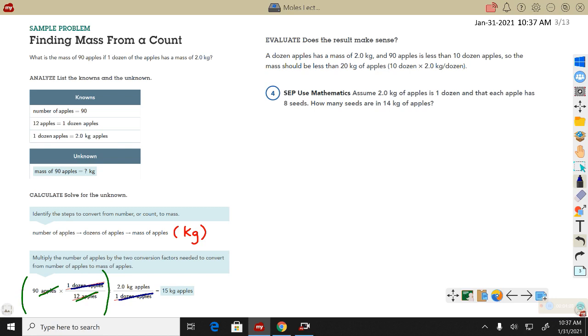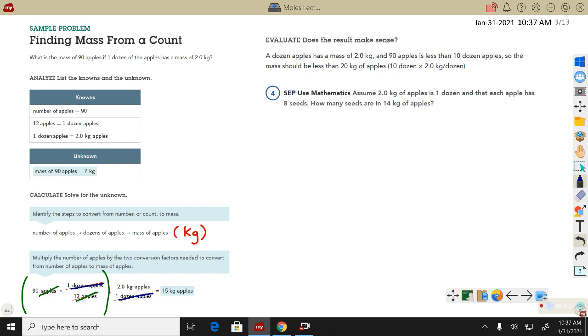I want kilograms of apples, so that should be all that's left on the top. Everything else is crossed off. Plugging this all in would give you, what do you know, 15 kilograms of apples. In concept, does that kind of make sense? First we figure out how many dozen we have, and then it's 2 kilograms per dozen.